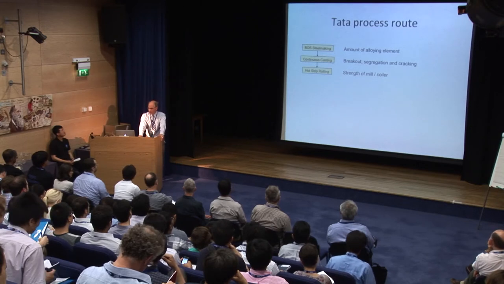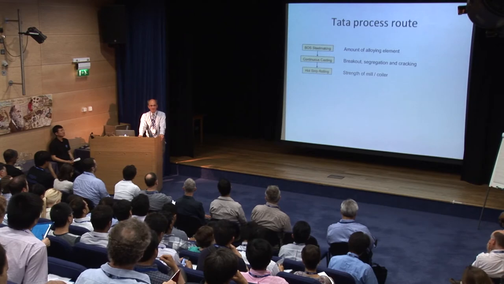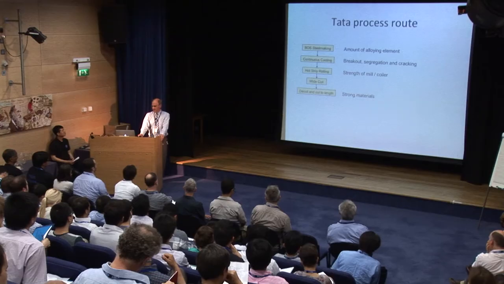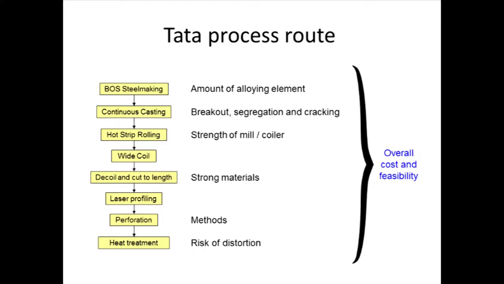Next, hot strip rolling. When you put a strong steel through a rolling mill, even though it's hot, the mill still has to be strong enough to handle it, both to roll it and to coil it, and so we needed to be confident that this too could be done. That would lead to production as wide coiling, and then for downstream processing to armour plate, we would have to decoil the material and cut it to length, giving further problems of dealing with strong materials.